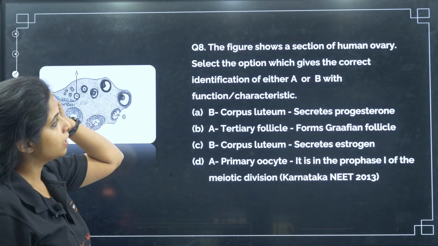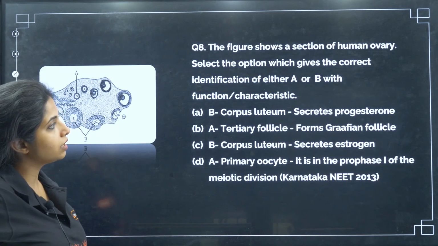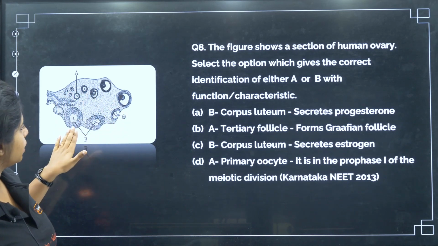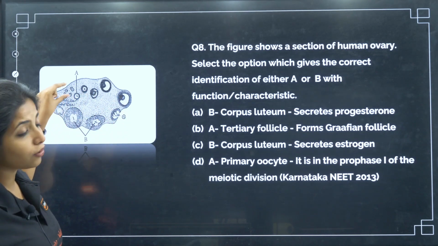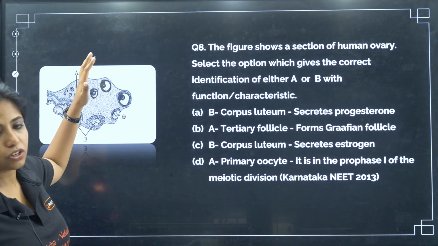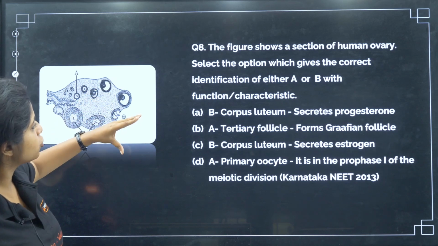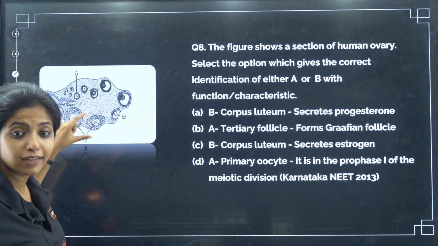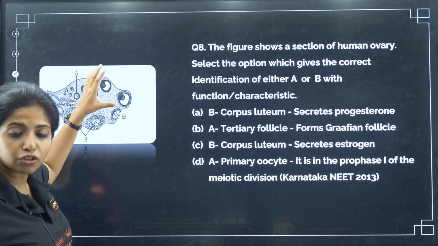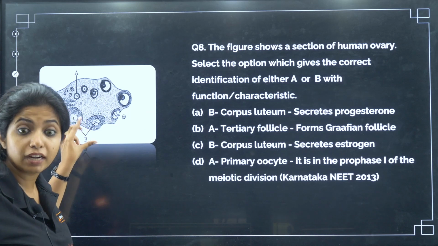Okay, next question. The figure shows a section of human ovary. Select the option which gives the correct identification of either A or B with function or characteristics. So basically A is this and over here B is there. My dear children, you have primary follicles containing the primary oocyte over here. They form the secondary follicles and then the tertiary follicles. It forms the Graafian follicle up over here. The Graafian follicle will be rupturing, giving the secondary oocyte. Whatever is left behind is known as corpus luteum.